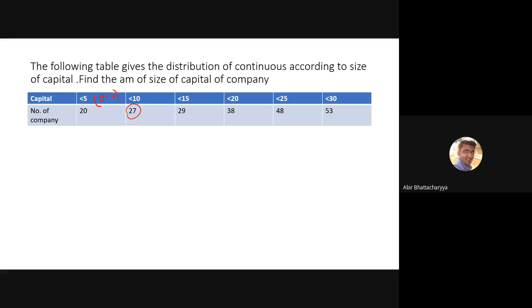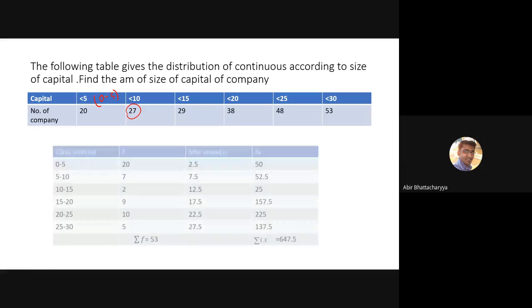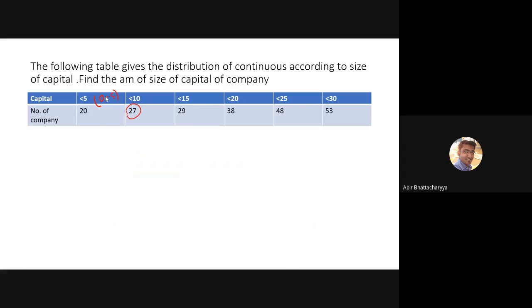Less than 5 means it could have been 0 to 4 actually, not 0 to 5. So still it's less than equals to. It's better if you write less than equals to for the betterment, if not less than. Update it up to less than equals to. So less than equals to 10 means 0 to 10, not 5 to 10.